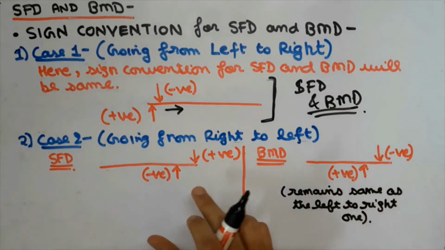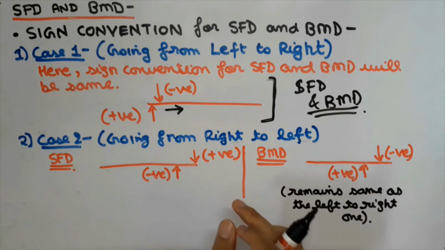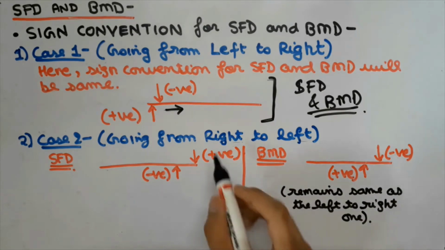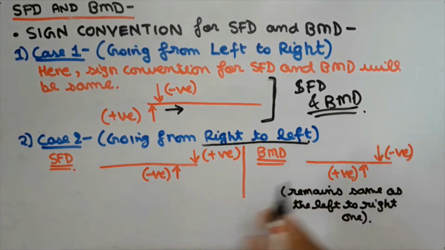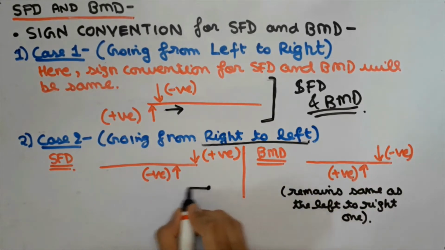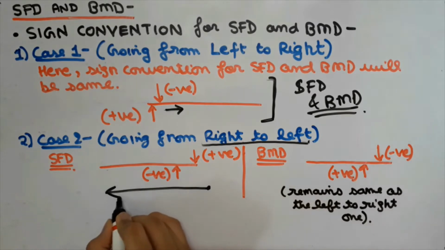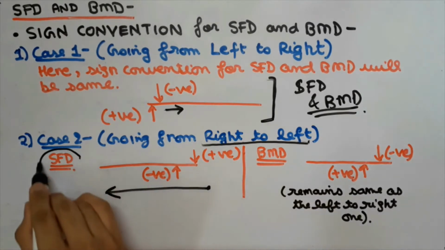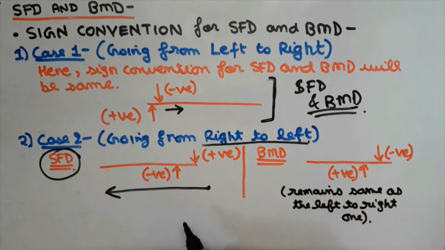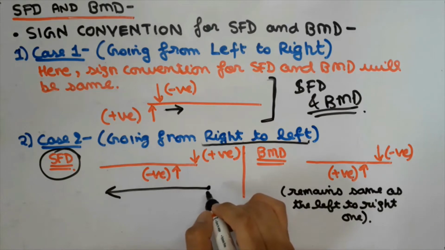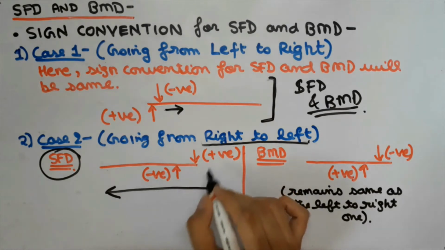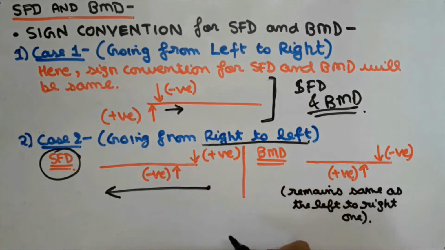Now guys, we will see case 2. Now suppose that a beam is given to you and you have to find the forces from right to left. That is, you are going from the right hand side to the left hand side of the beam. Now first of all, we will do for SFD. Now suppose we are going from right to left. Now the forces that are acting downwards or that are denoted by the arrow that is pointing downwards, those forces are to be taken positive.